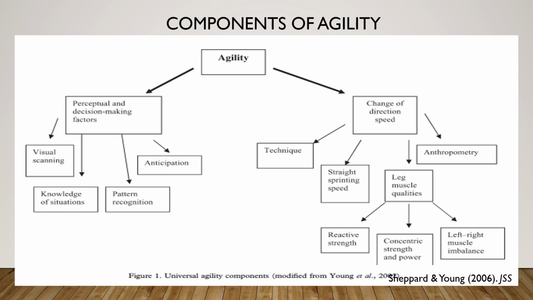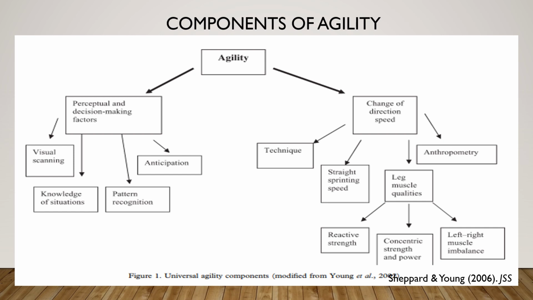The other main component for agility is change of direction. Within that, there are a number of subcomponents again that can all impact on the individual's ability to change direction. There's the technique, so the ability to brake and turn quickly. There is straight sprinting speed. As you enter and exit a change of direction, the sprint speed or acceleration is going to be a key factor in how quickly you are able to exit a turn, for example.